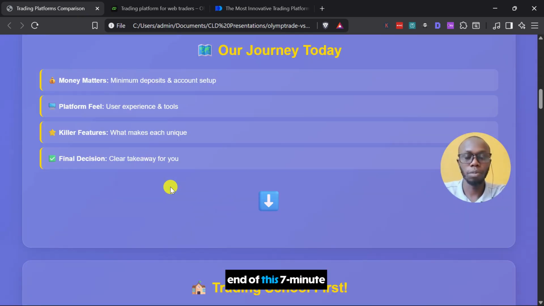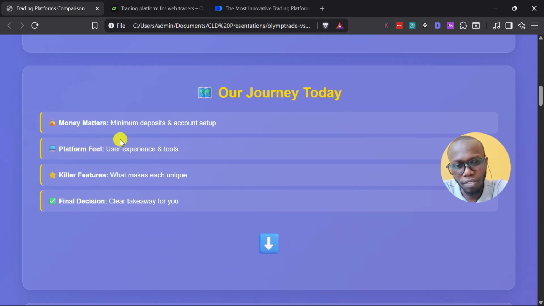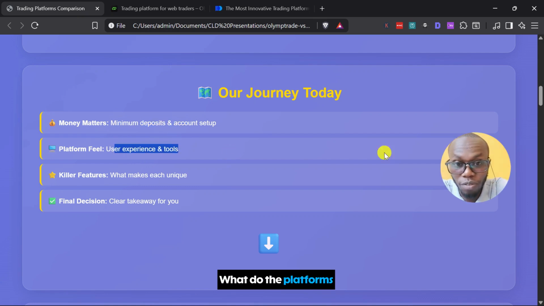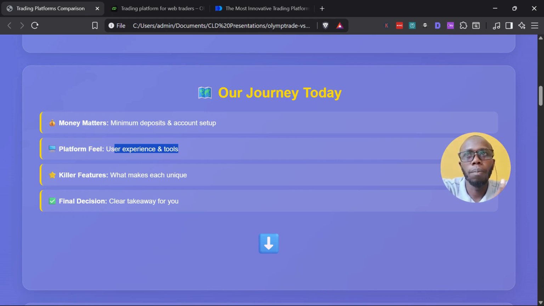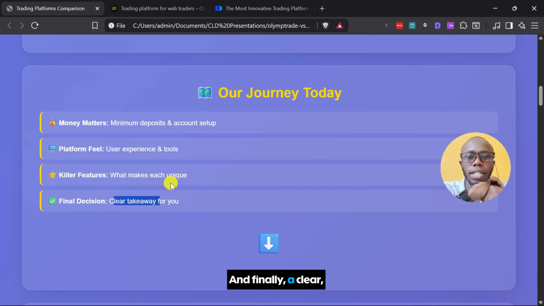By the end of this 7-minute video, you'll know exactly which platform fits your style. We're going to break down: 1. We'll look at the real minimum deposits and how easy it is to open an account. 2. What do the platforms actually feel like, and what tools do they give you? 3. We'll uncover the one unique thing each platform offers that could be a game changer for you. 4. And finally, a clear, simple takeaway to help you choose with confidence.